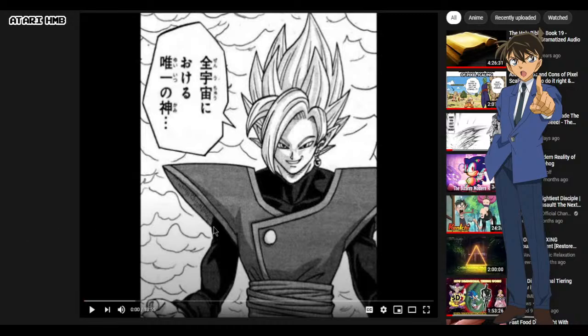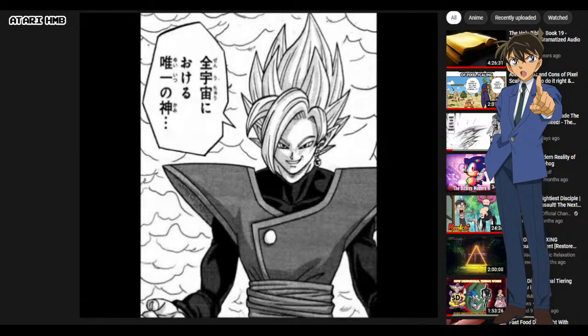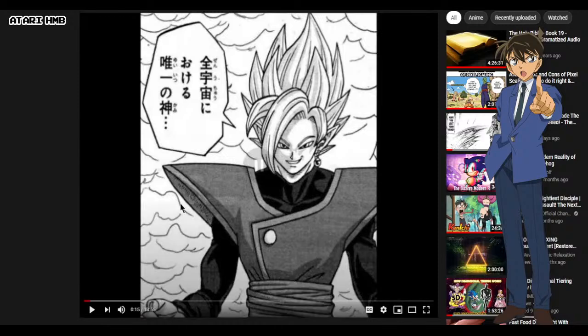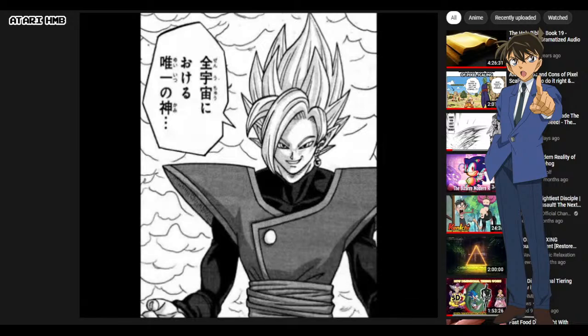Here's my argument about Zamasu. What is going on, guys? It is Atari here today, and in this particular video, I'm going to be discussing and proving one of the main possibilities in feats of Merge Zamasu in the anime and the manga adaptation. So the manga adaptation gives a little bit more clarity, and it kind of provides more evidence towards this suggestion.